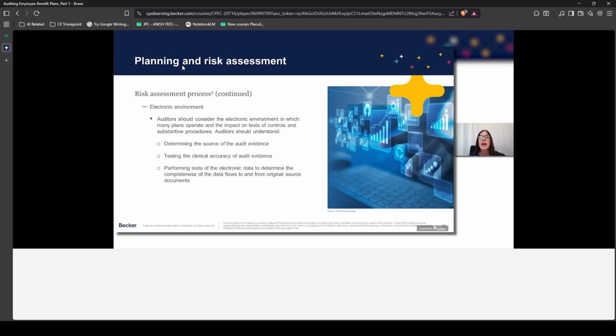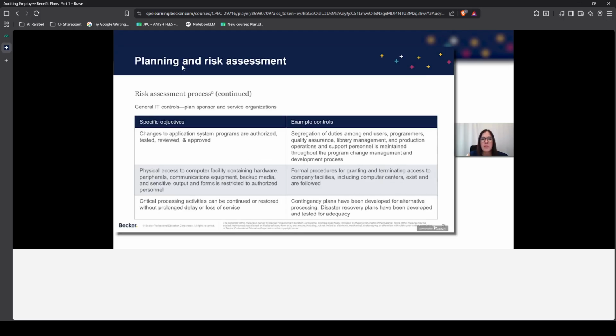So you may have some hybrid plans and some type of hybrid activity with all of the plans that you encounter. So that means that we now have not a higher, we still have the same obligation to obtain an understanding. It's just that the environment looks different because it's now electronic. So we have to evaluate and determine the source of the audit evidence, test the accuracy of that audit evidence, and evaluate the relevance and reliability of the information that's coming through that electronic environment.